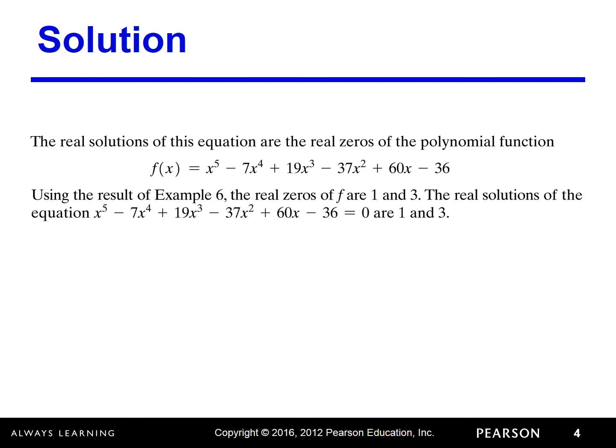So, as Sullivan says here, the real solutions of this equation are the real zeros of the polynomial function, because we're setting f of x equal to 0. That's one big 0 right there. And using this result of example 6 from the last video, the real zeros of f are 1 and 3. The real solutions of this equation are 1 and 3. So we could write it the way I wrote it on the previous slide, x equals 1 or x equals 3. Or we could say the solution set is the set 1, 3, where we don't necessarily have to specify that 3 is a double solution.